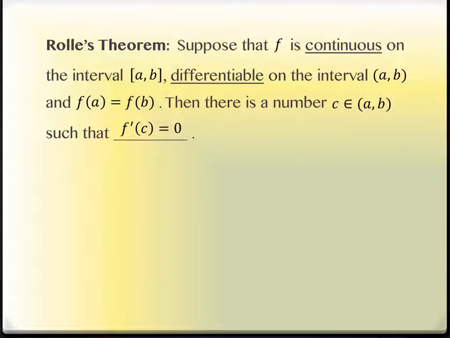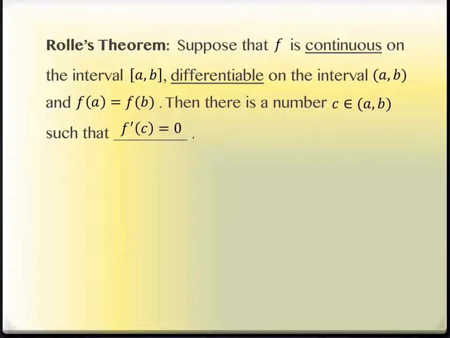Continuous, you guys know what it means. We're not going to have any jumps, no holes, no asymptotes. The sharp turns we're not going to get as well because of the differentiable condition. Differentiable means no sharp turns. So this is going to be nice and smooth and connected. And it has this additional condition for Rolle's theorem, that the endpoints on the interval match.